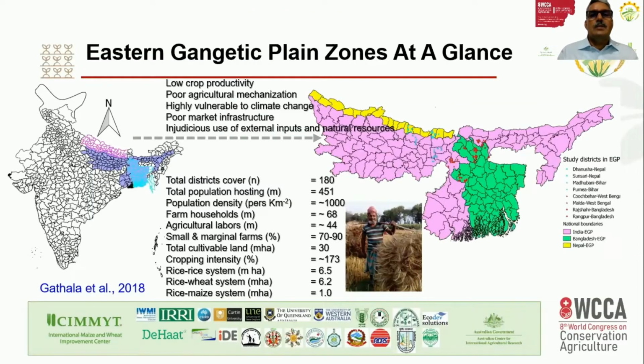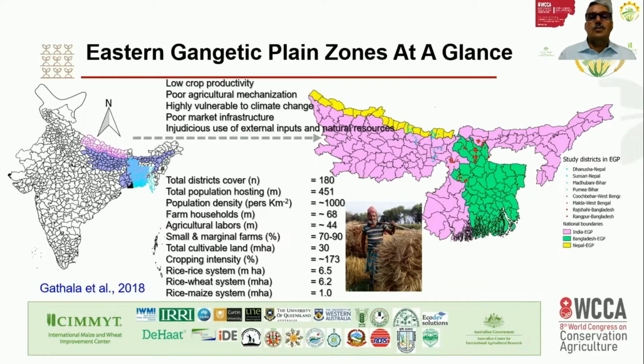The Eastern Gangetic Plains is part of the Indo-Gangetic Plains in South Asia, which is known for low productivity, poor agriculture mechanization, and high vulnerability to climate change, like floods, cyclones, storms, drought, acidity, salinity, biological diseases, and so on. Poor market infrastructure, injudicious use of external inputs and natural resources, and it is also known for small holdings with fragmented lands. It covers 180 districts in 3 countries.